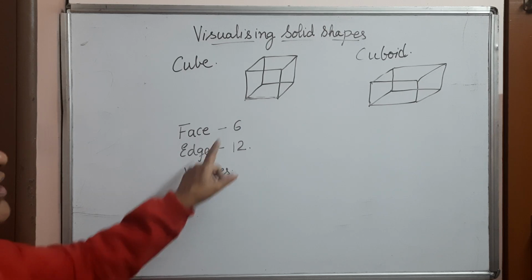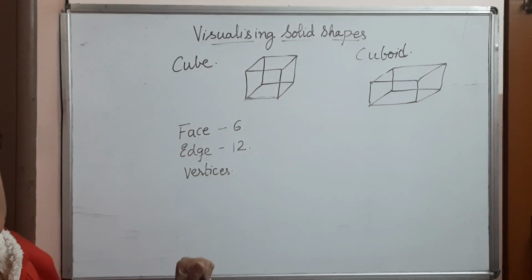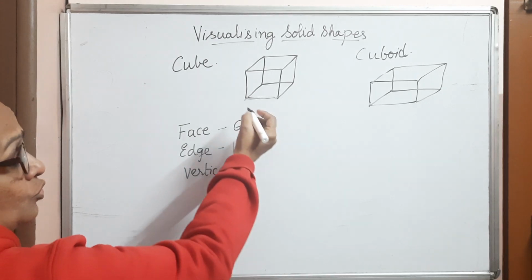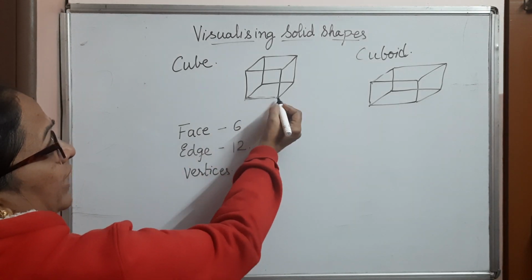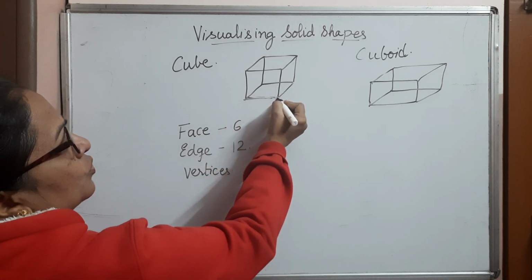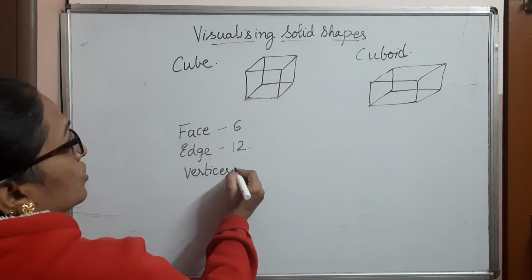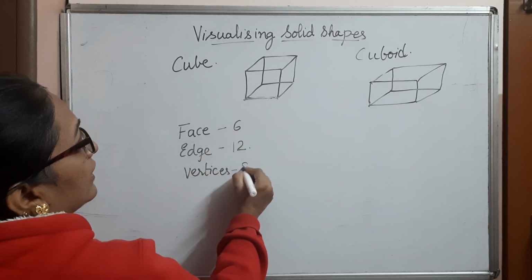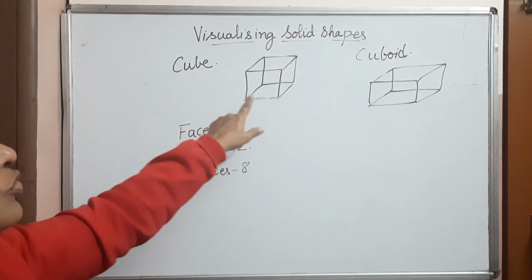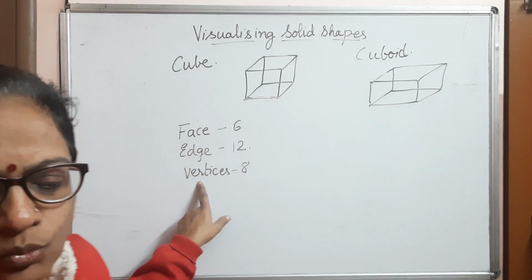What is a vertex? A vertex is the corner or the point where the edges meet. Two or more edges may meet at a point. Like if I take this point, this is a vertex: 1 edge, 2 edges and a 3rd edge. So there are 3 edges meeting at this vertex. In a cube and a cuboid, there are 8 vertices. So in a cube and a cuboid, there are 6 faces, 12 edges and 8 vertices.